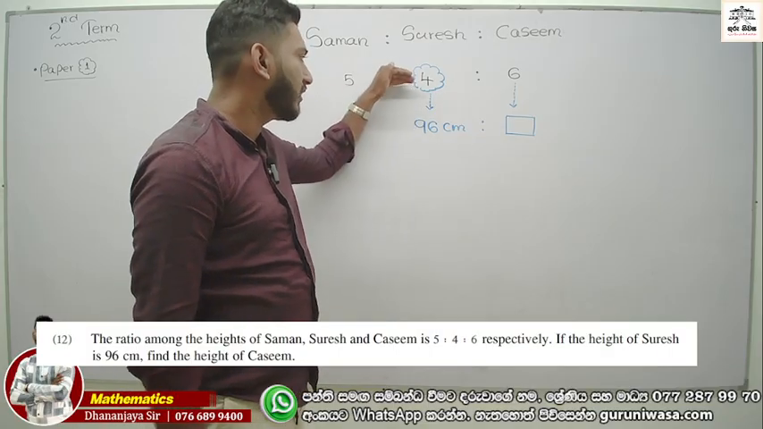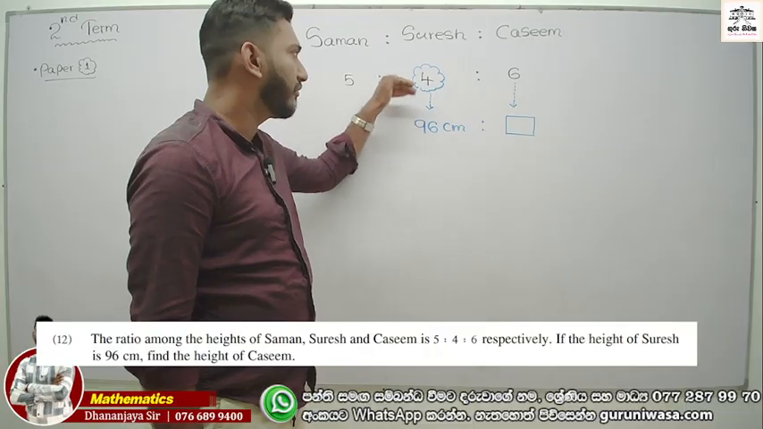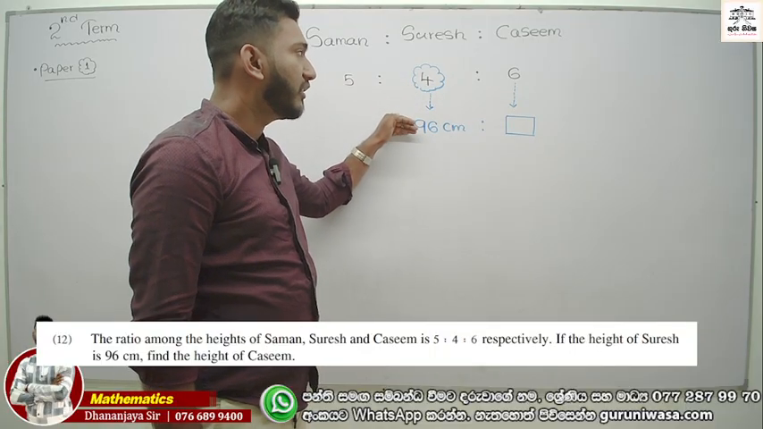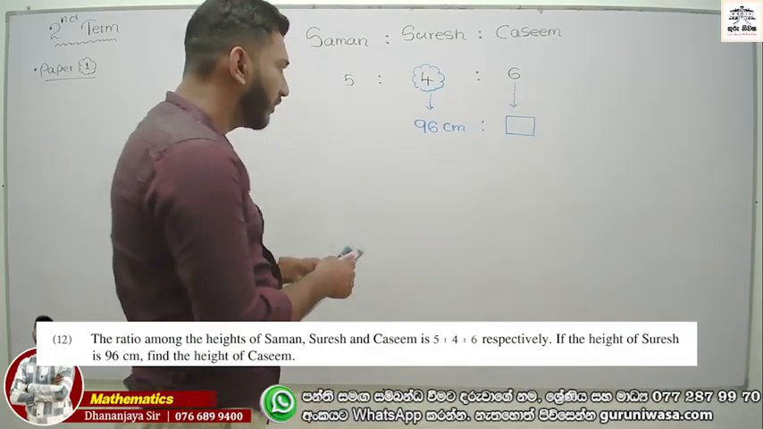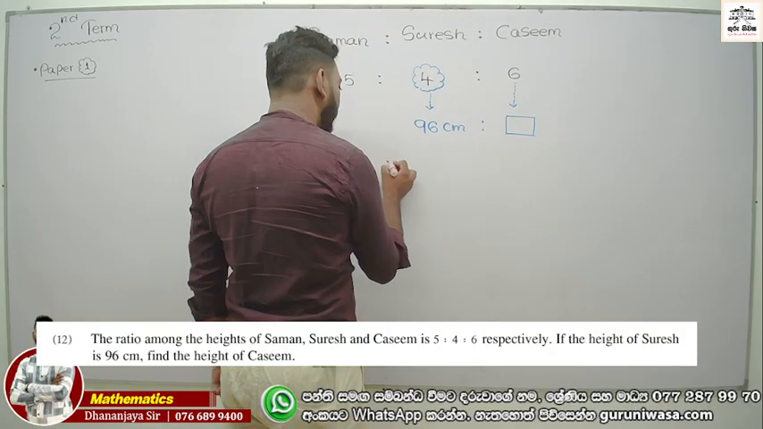Four parts is 96. So 4 is 96. Then you need to find the answer for 6 parts. I'm going to use the unitary method.